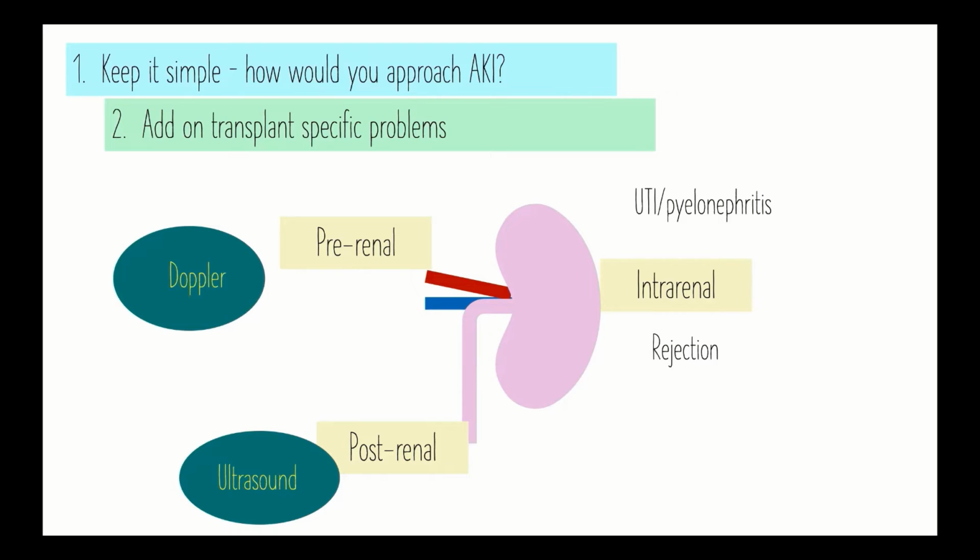We also have rejection, of course, recurrence of their primary renal disease. So if they had a vasculitis or primary FSGS or something like that, that can come back in the graft and we have to be alert to that.